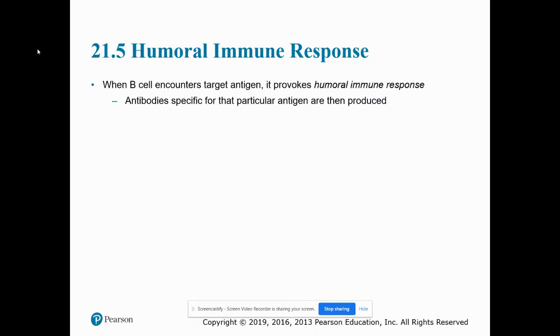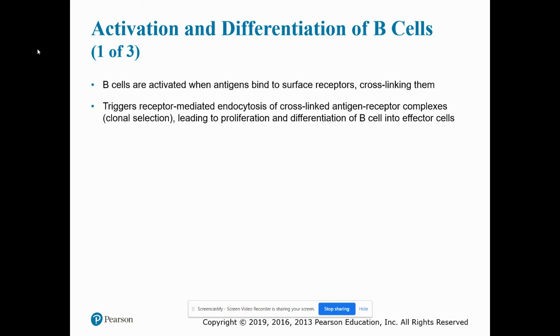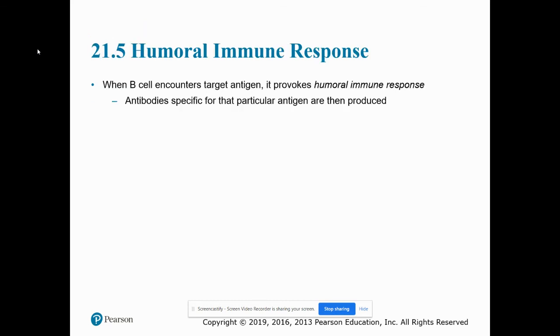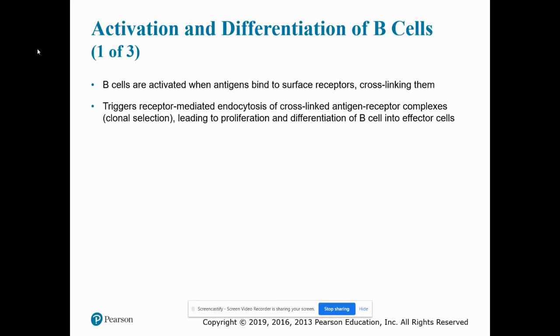So now we're going to talk about the humoral immune response. When a B cell encounters a target antigen, it provides a humoral immune response. Antibodies specific for that particular antigen are going to be produced. That is what the humoral immune response is. The B cells are going to be making plasma cells and memory B cells, and the plasma cells are going to make antibodies, and that's the humoral immune response.